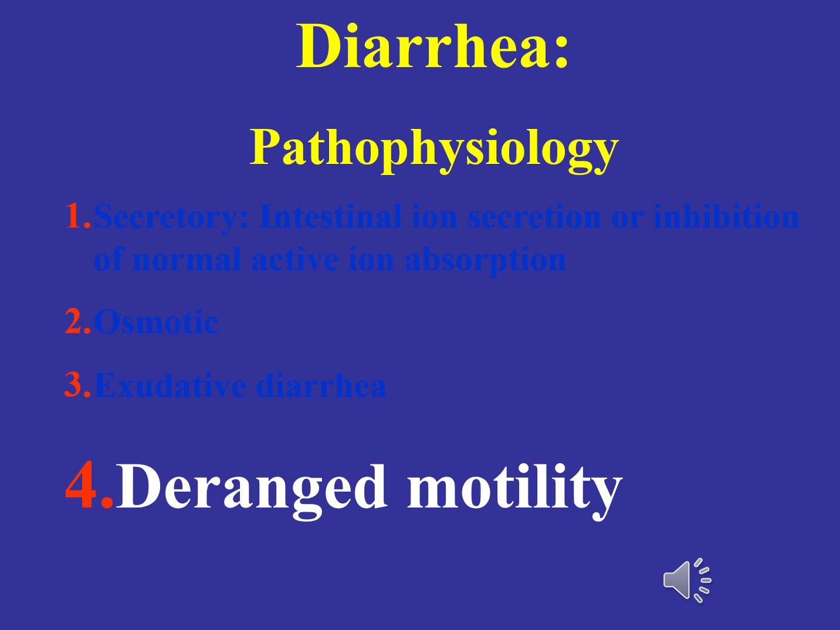The fourth major pathophysiologic mechanism of diarrhea is deranged motility, and this type of derangement can cause diarrhea whether there is enhanced motility or decreased motility in the intestine.